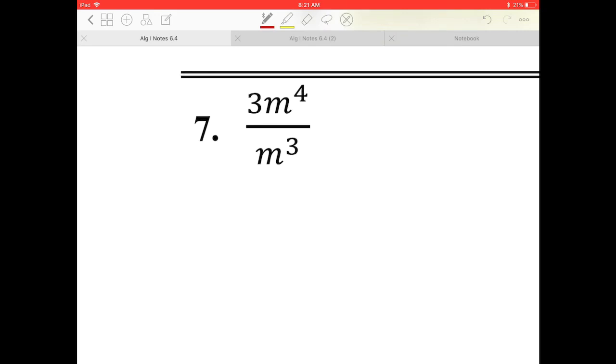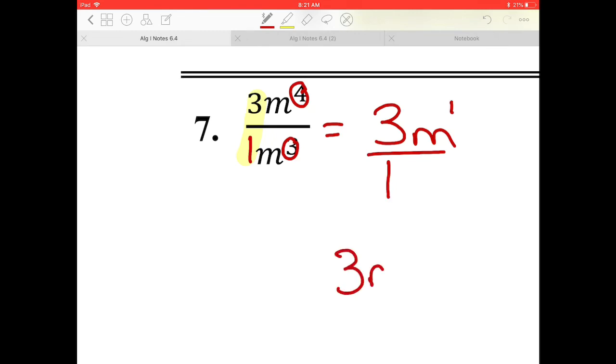So let's look at 7. Your coefficients, 3 over, really there's a 1 there, so 3 over 1 does not reduce more than that, so it's just going to stay 3 over 1. And then for your variable, m to the 4th power, m cubed, 4 minus 3 is just 1, so 1m, and leave it in the numerator, okay? So you could leave this as 3m over 1, or just 3m, same thing, okay?